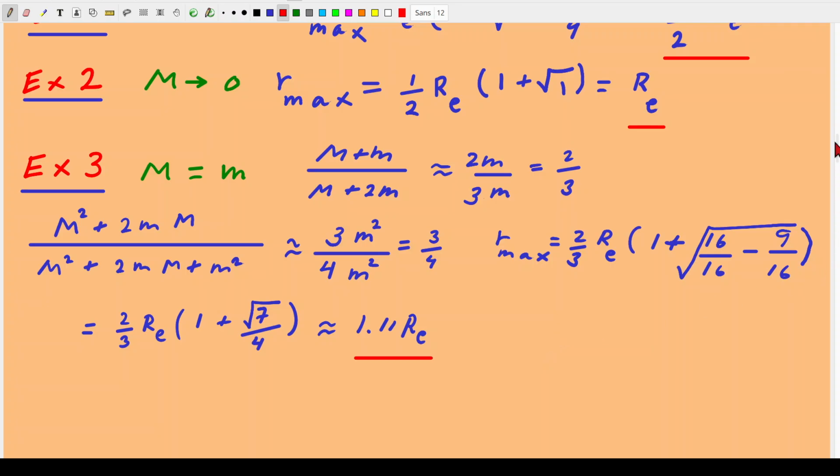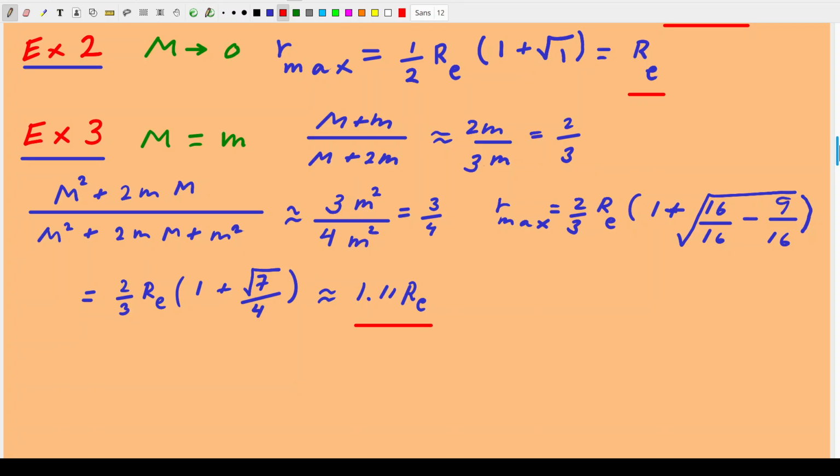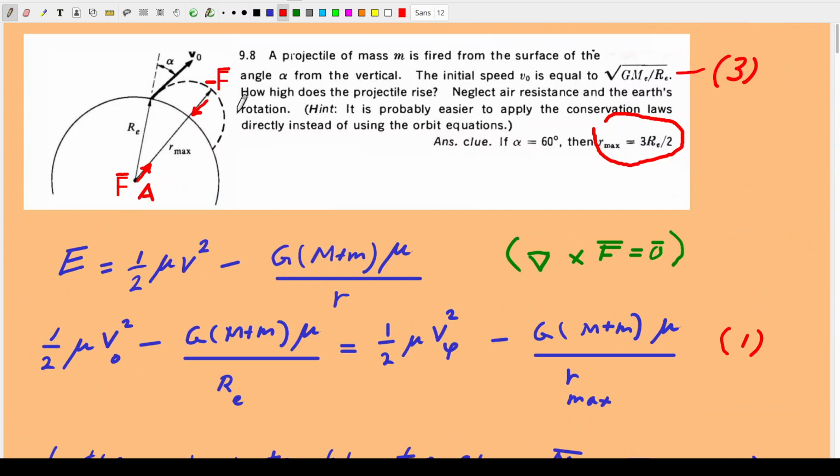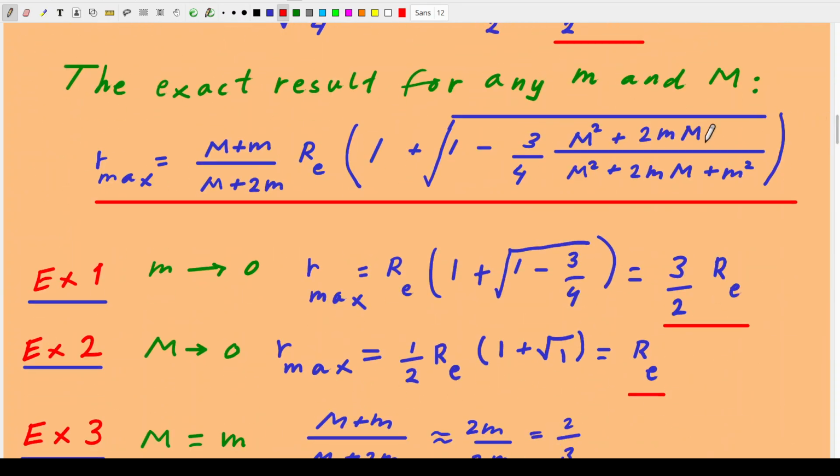So if the masses are similar in size, then it won't move so high as when it was a small mass.